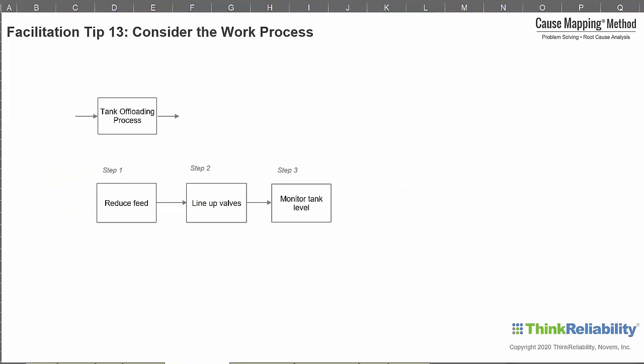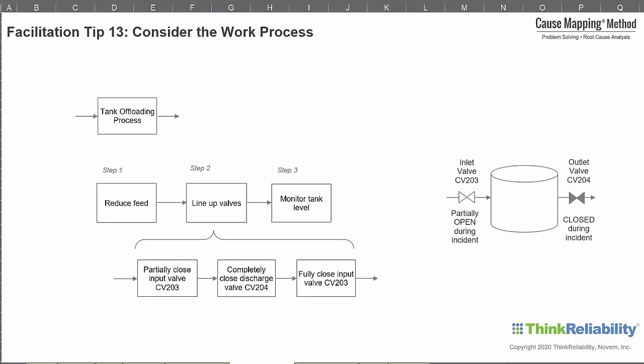In this specific process, it was a tank offloading process, and this was the very end, but for simplicity, I'm going to call it steps 1, 2, and 3 that were listed in the procedure. The first step was to reduce the feed. The second step listed in the procedure was to line up the valves, and the third was to monitor that tank level. Okay, got it?